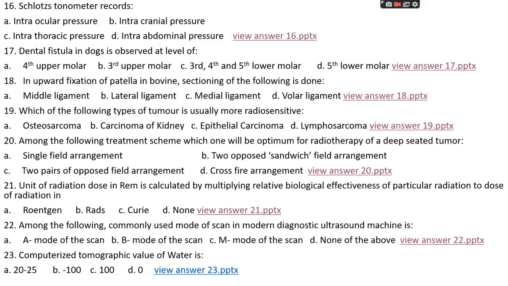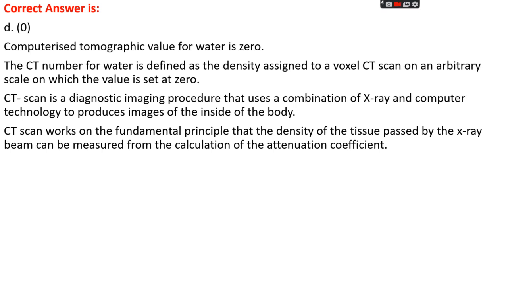Question number 23. Computerized tomographic value of water is: option A, 20 to 25; option B, minus 100; option C, 100; option D, 0. The right answer is option D, that is 0. Computerized tomographic value for water is 0. The CT number for water is defined as the density which is assigned to the voxel in a CT scan on an arbitrary scale on which the value is set at 0.